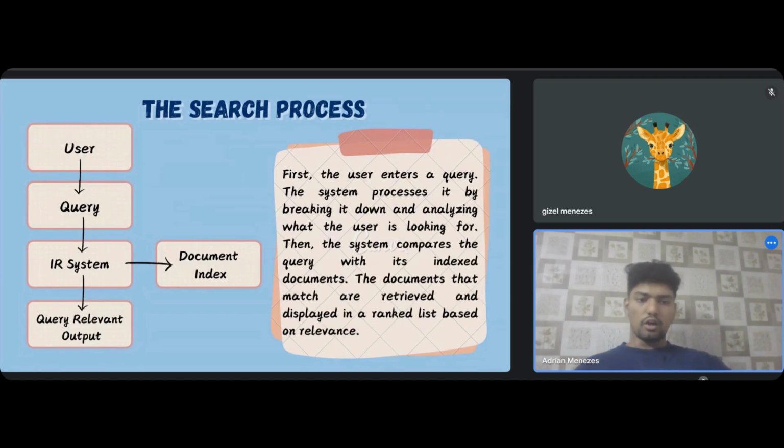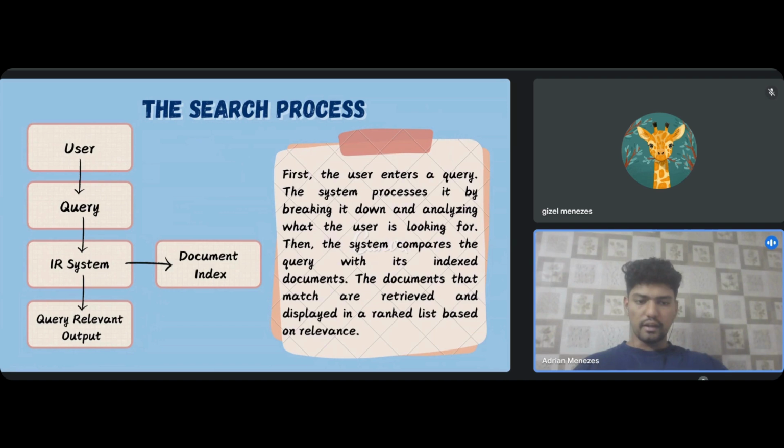Next, we will talk about how the search process works. Now, let's break down the search process in IR. Firstly, we'll talk about the user input. The process begins when the user enters a query into the system. Next, the query gets processed. The system then analyzes and interprets the query, breaking it down to understand the user's intent. After that, it starts matching it with the index. The system compares the query against the index of the documents to find matches.